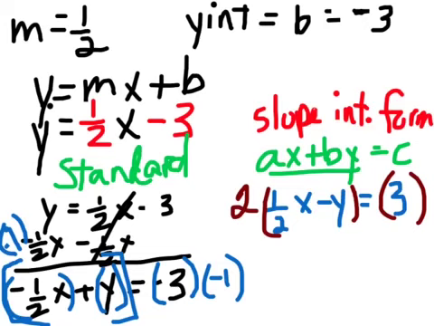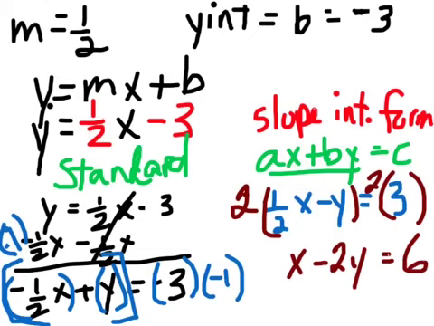So I'm going to multiply by 2 on both sides, and that means every single term, not just the first term. Remember, when I do this, I got to distribute that 2 on the left side. So 2 times a half x is just a 1x, and I'm just going to write x. 2 times negative y is negative 2y. And 2 times 3 is 6. Ta-da! We're done. Okay? So the biggest mistakes people make, they freak out when they get a negative.